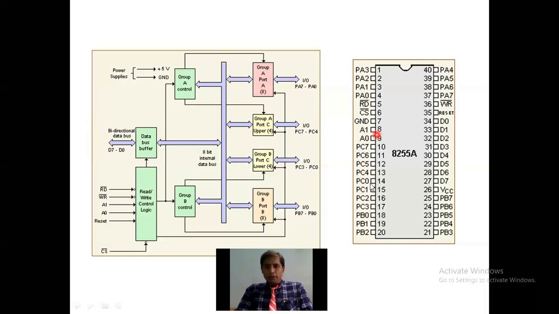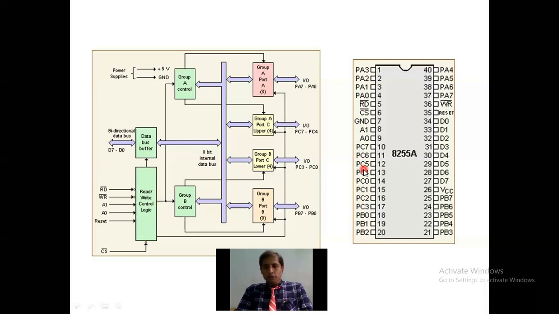Now coming to PC7 to PC4 and PC0 to PC3. Out of 3 ports, only port C can be divided into either port C upper or port C lower. That is one point. Port C can be divided into 2 parts, port C lower and port C upper, and each size is 4-bit. The second point is that the ports mainly perform either input operation or output operation. And based on the selection of the MSB bit of the control word register, the 8255 operates in BSR mode, means bit set reset mode. The bit set reset mode is applicable to port C. So port C has mainly 3 things. One is that it is divided into 2 parts, port C upper and port C lower.